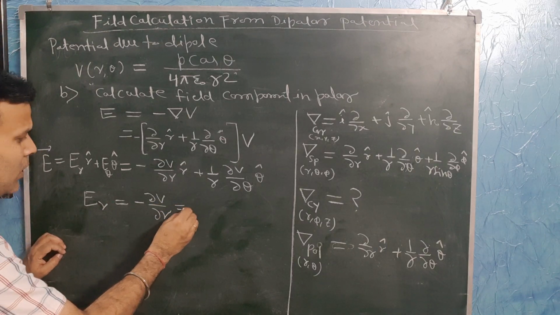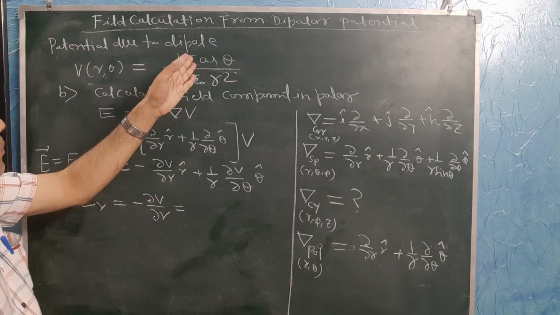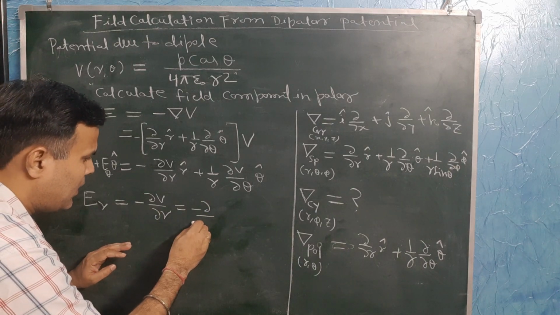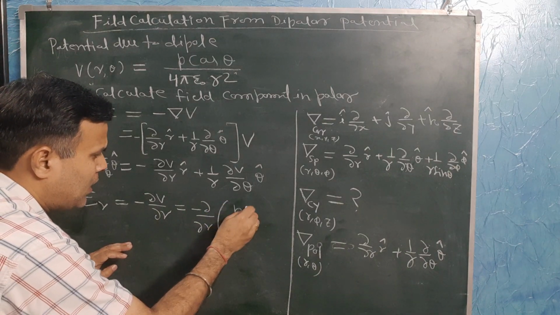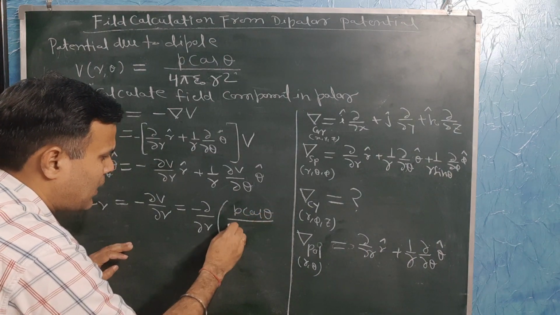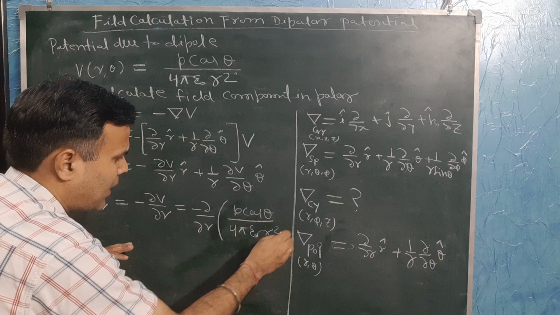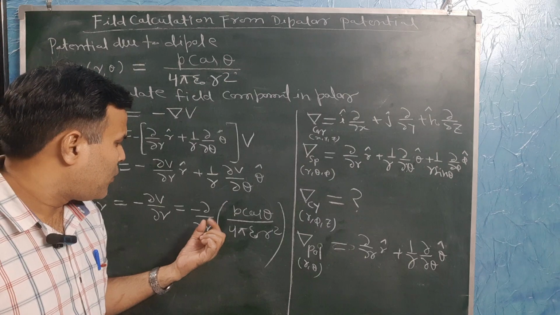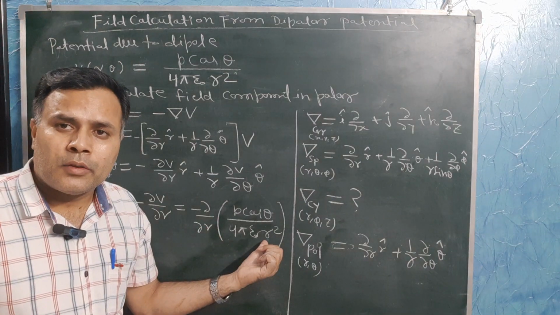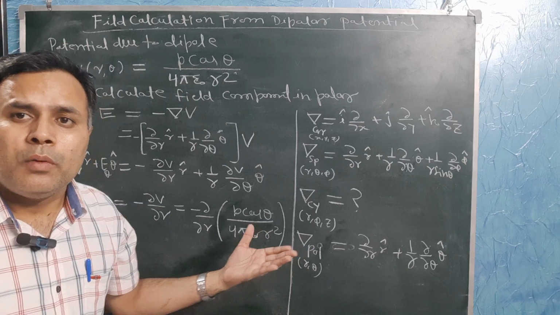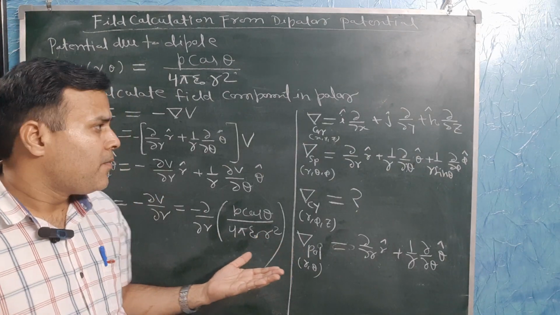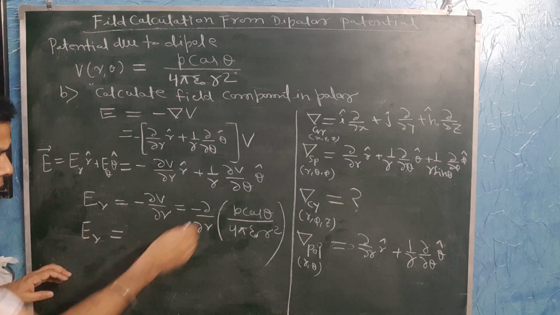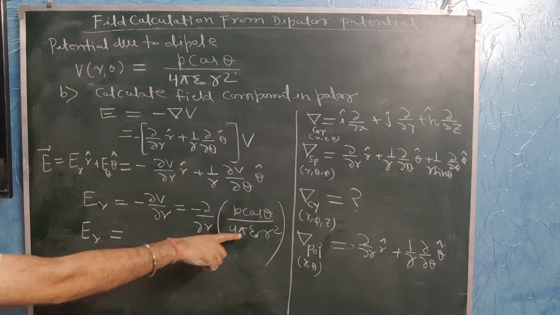Now differentiating V and putting the value of V, which is p cos theta by 4 pi epsilon naught r square. This is partial differentiation. If you are differentiating partially with respect to r, we can treat the rest of the terms as a constant. So what is our Er? Simply, our Er is p cos theta by 4 pi epsilon naught.